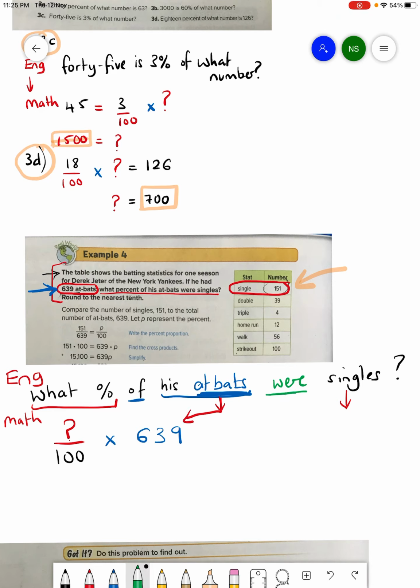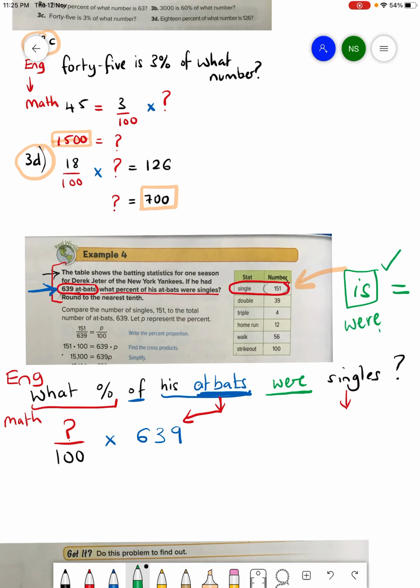Now we have the word were. There's no is. Is, we know, is equals. In English, if you're talking about one thing, you say is. If you're talking about more than one thing, you say were. Is the girl clever? Were the girls clever? But it's the same verb. And so in here, were is also equals. Because they're asking about his at-bats, plural, we're going to use the word were. So if you see the word were, it's also for equals.